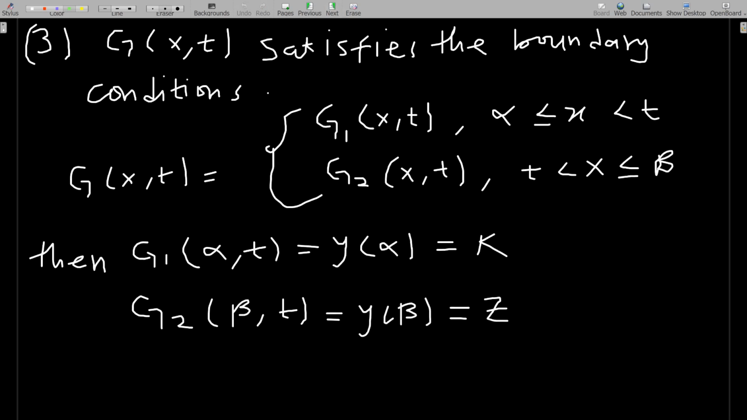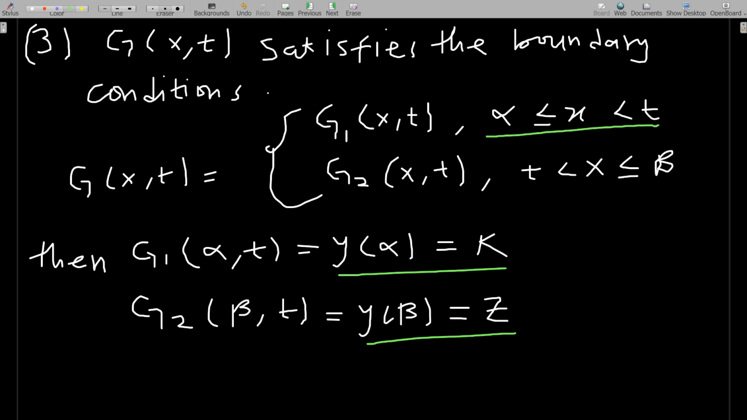The third point is saying that g of x,t satisfies the boundary conditions. We know that the boundary conditions are that y of alpha is equal to k, and y of beta is equal to z. But you are saying that g1 of x,t satisfies that. When you see this alpha, where is it located? It's located in the range of g1. Okay, alpha is here, so you use that for g1, and you see that g1 of alpha,t.